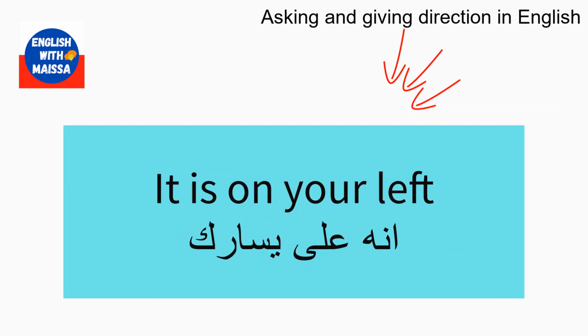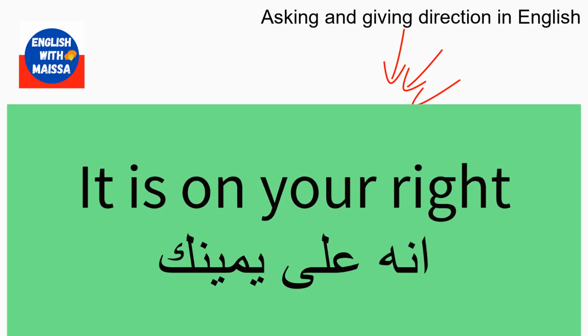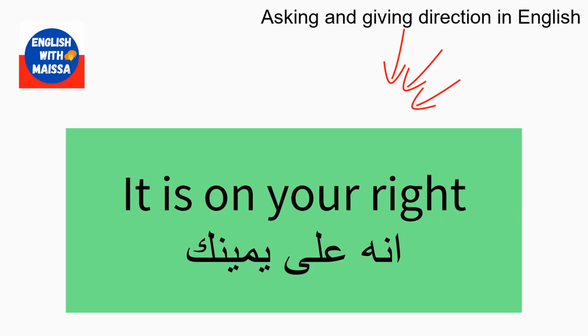It is on your left. Here, it means the place we are talking about, for example the bus station, hospital, restaurant, etc. It is on your right. For example, the restaurant is on your right. The hospital is on your right. The school, for example, is on your right. And so on.